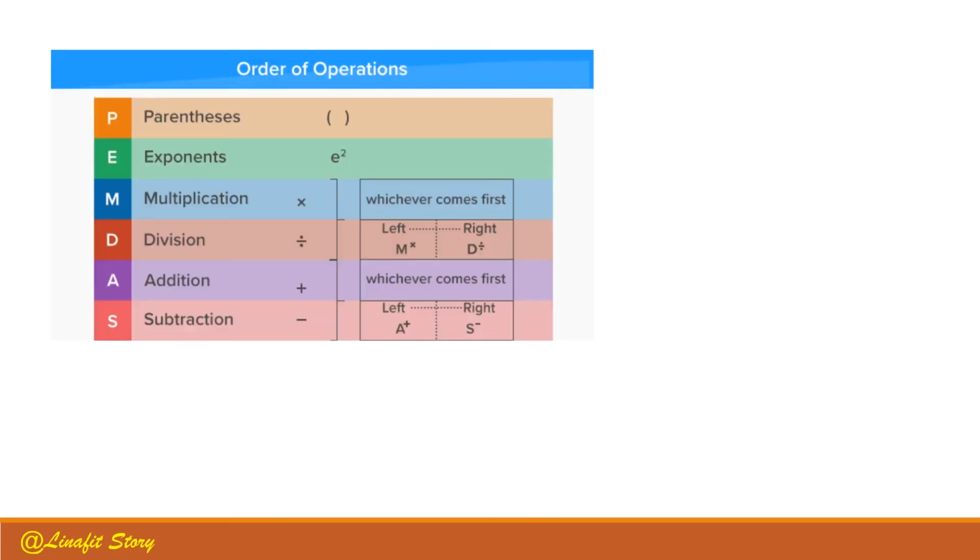Here is the order of operations. Start with the parenthesis, and then the exponent, multiplication and division, addition, and the last is subtraction. For the multiplication or division, whichever comes first, so you must start from the left. And also for the addition and subtraction, whichever comes first, so you must start from the left.